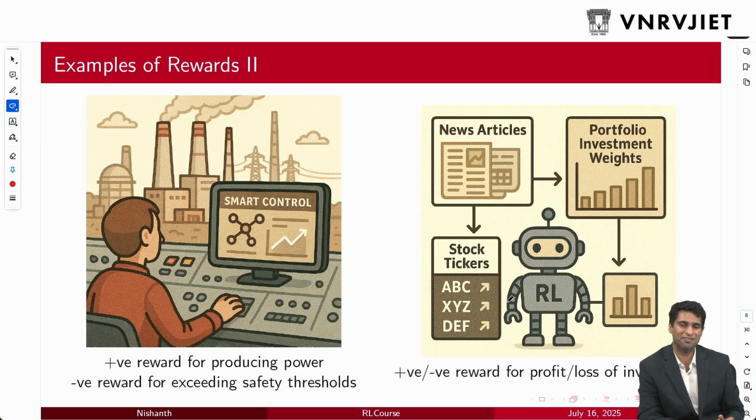On the other hand, if we are talking about investment management or portfolio management, the reward function is quite straightforward. The agent gets a positive reward if the net worth increases, and the agent gets a negative reward if its net worth reduces. So these are some examples.